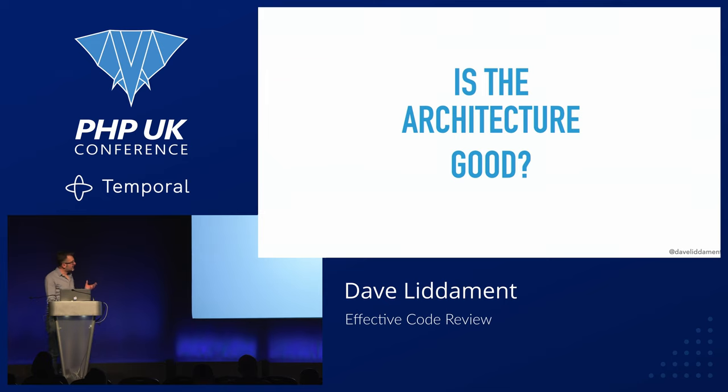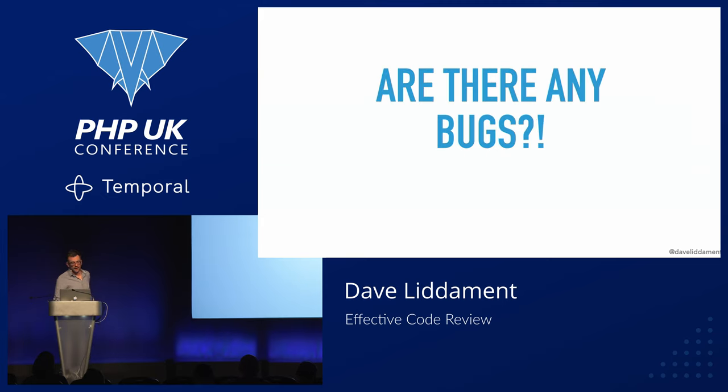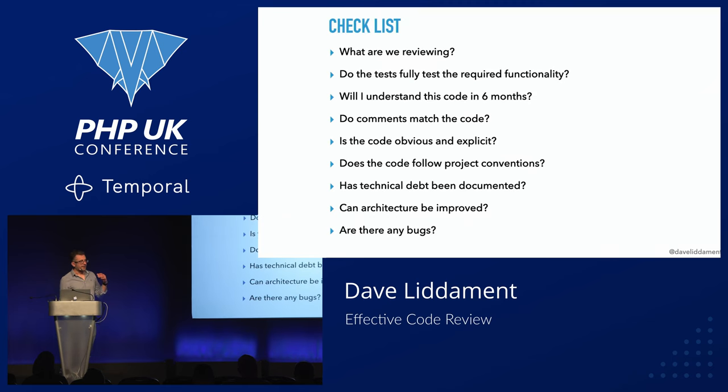Other things to think about: is the architecture any good? Have they over-architected? Have they made things too complicated? Or is it too simple? Is there encapsulation done right? Is there information leakage where there shouldn't be? Although I think big architectural decisions should be discussed before coding, and we're going to come back to that. And then finally, are there actually any bugs? So this is the checklist of things that you want to be doing as you're going through your code, commit by commit. These are the questions that I think you should be asking.